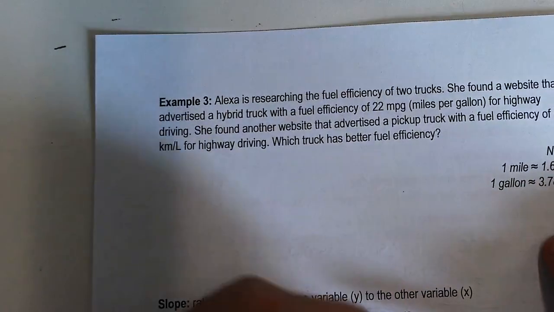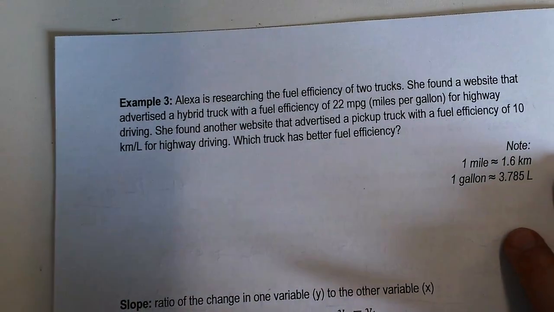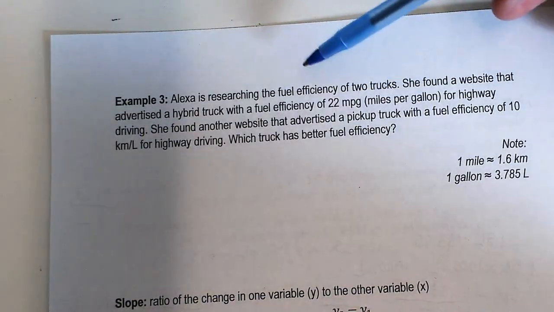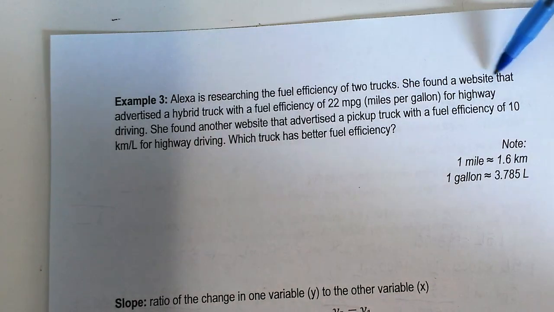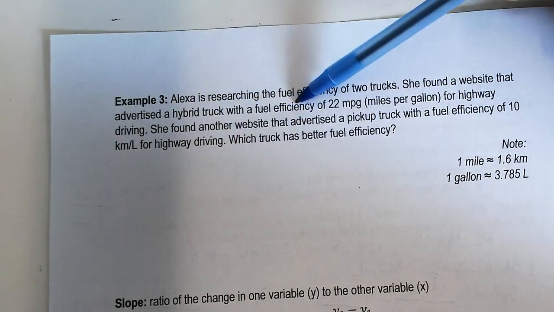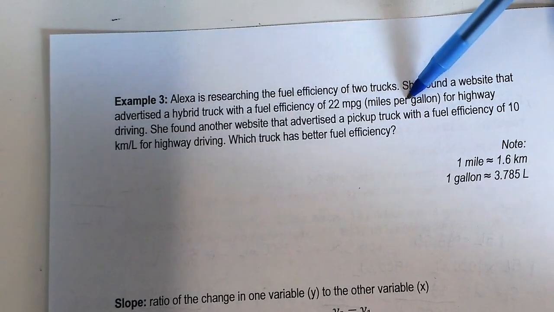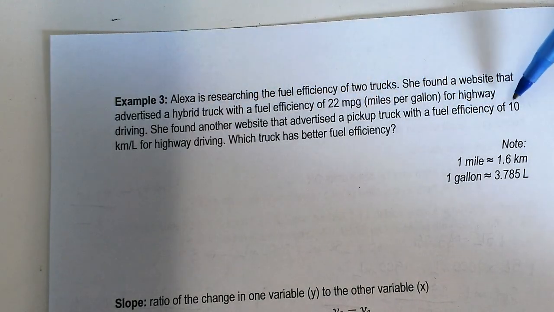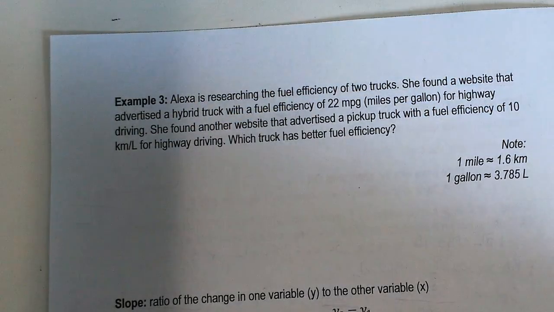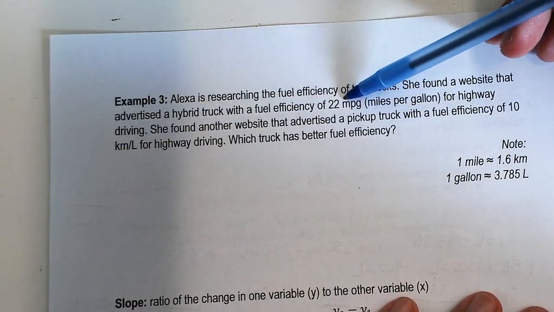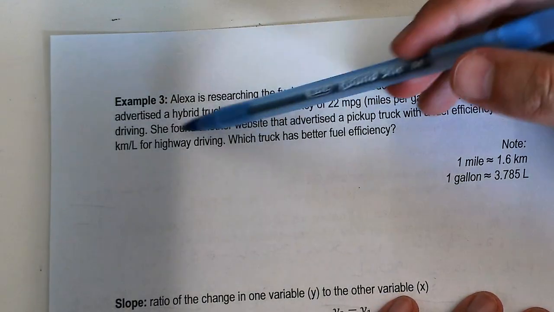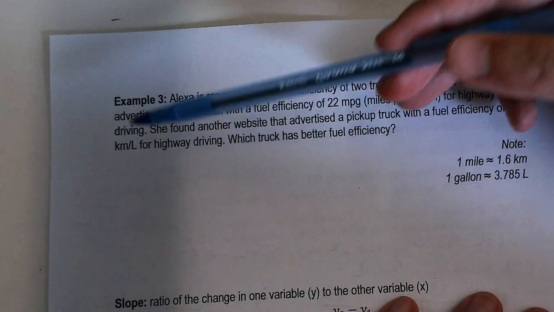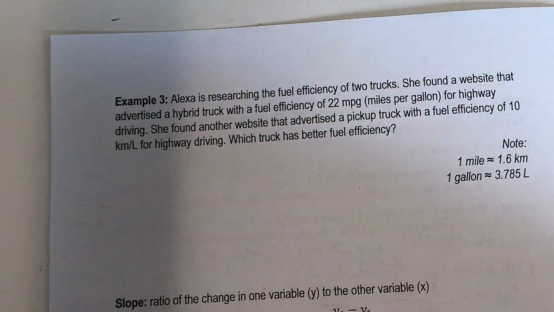All right, we're going to take a look at a couple more examples. The first one says, Alexa is researching the fuel efficiency of 2 trucks. She found a website that advertised the hybrid truck with a fuel efficiency of 22 miles per gallon for highway driving, and another website that advertised the truck with a fuel efficiency of 10 kilometers per liter for highway driving. Which truck has the better fuel efficiency? So this first one is comparing miles and gallons. The second one is comparing kilometers and liters.